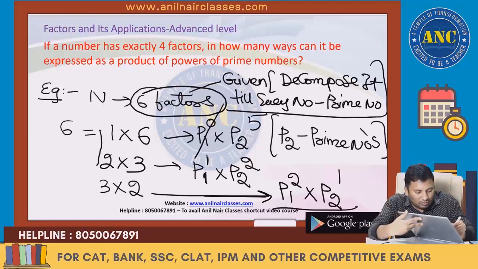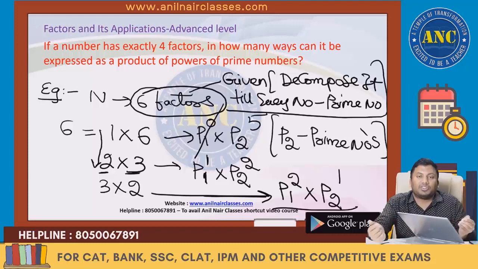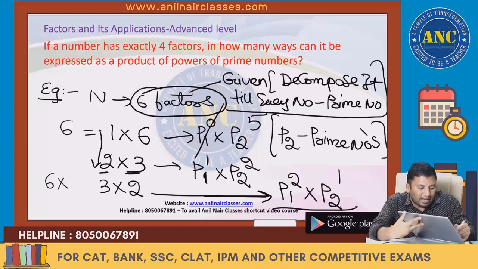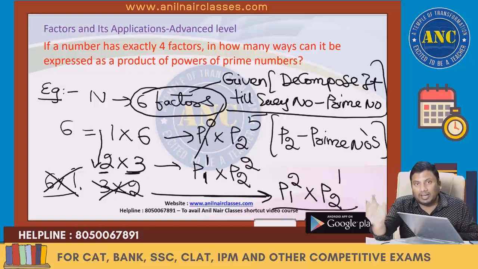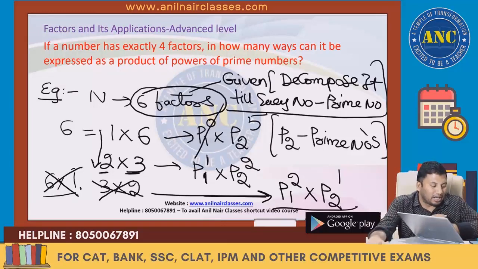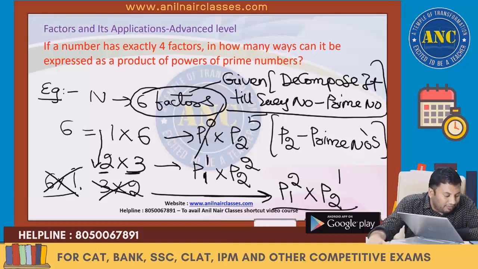1 into 6 one way, 2 into 3 another way. 2 is a prime number, 3 is a prime number. Stop here. Because it is ordered, I can write it in reverse also. Unordered, you don't need to write the reverse. Decompose the number given till every number is a prime number.